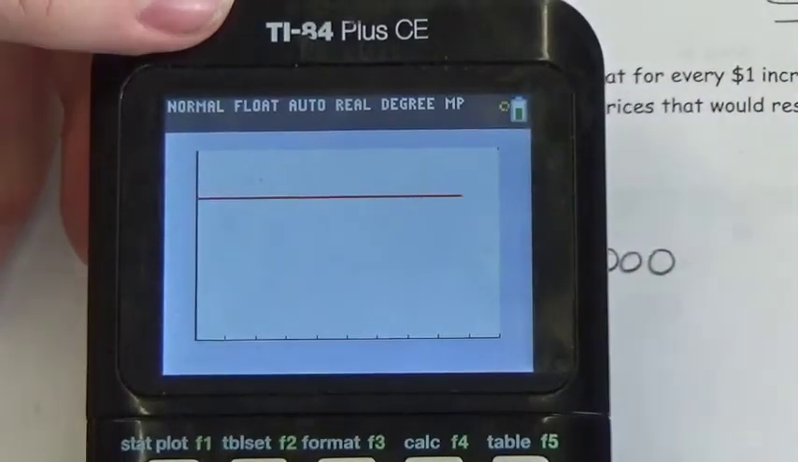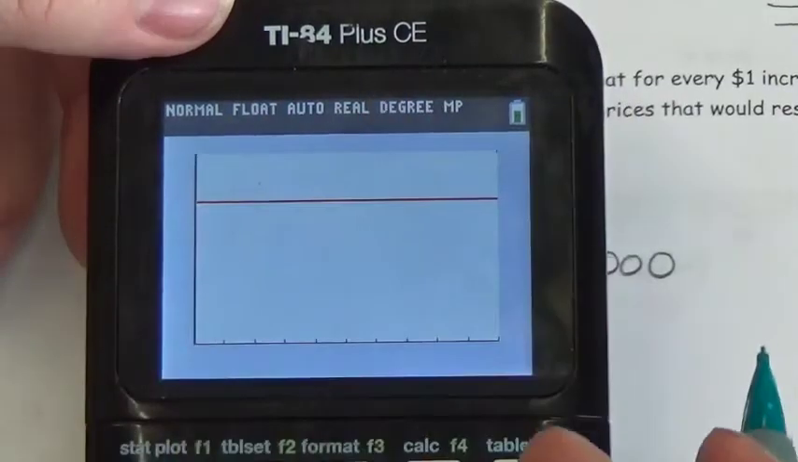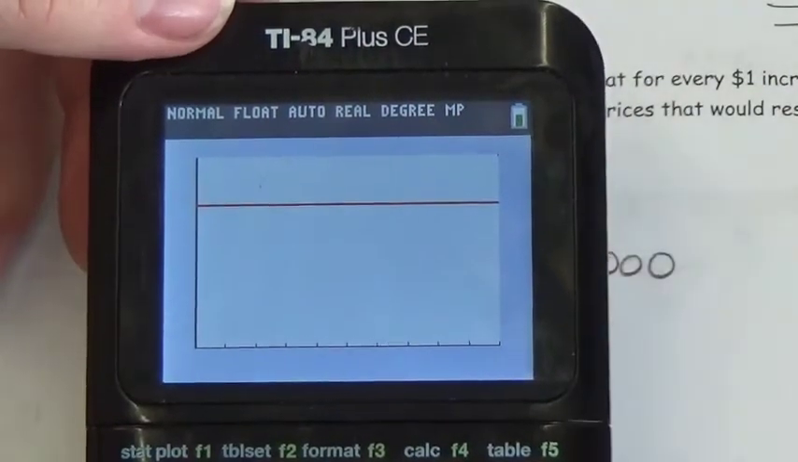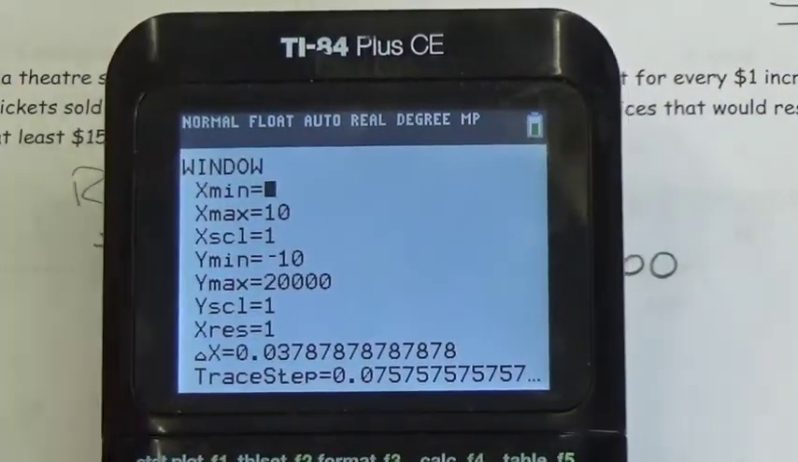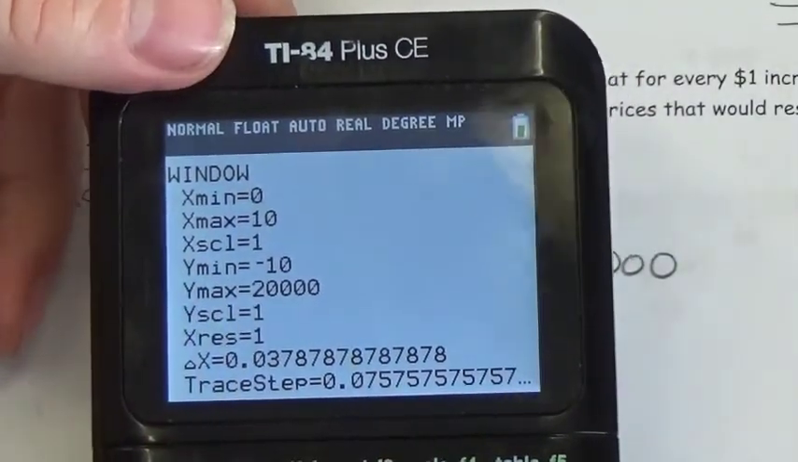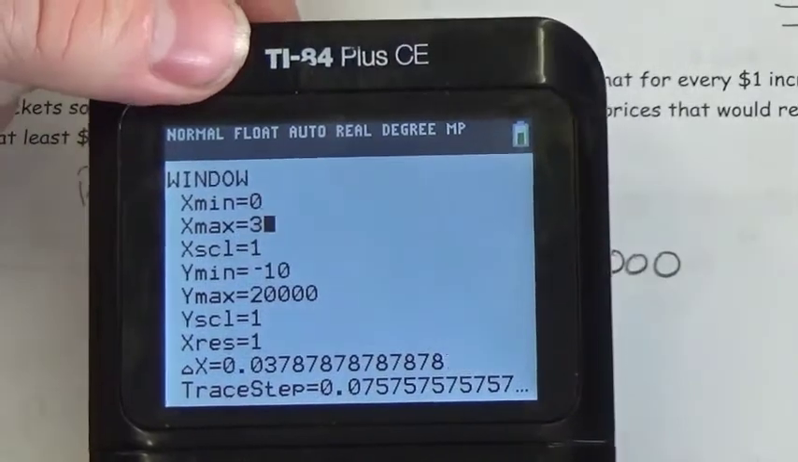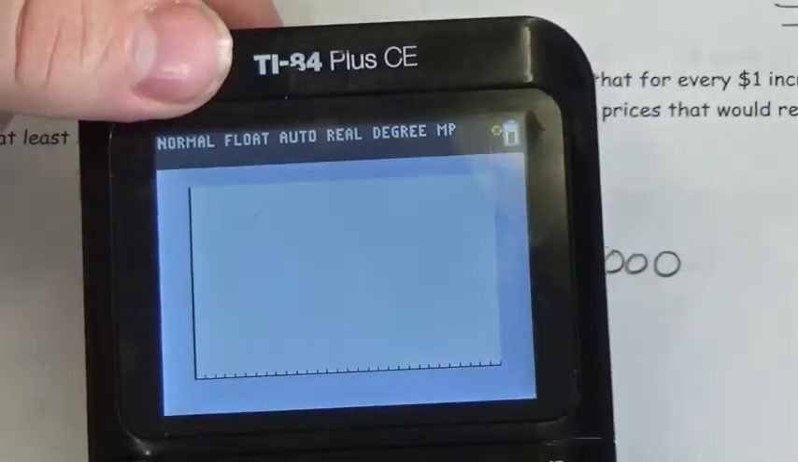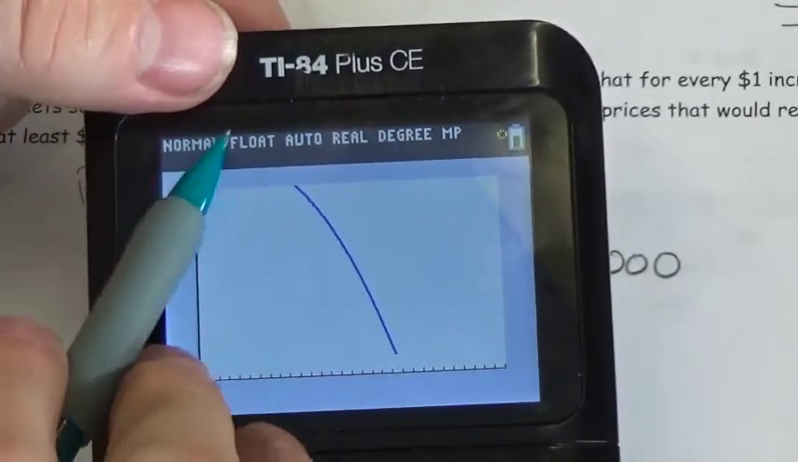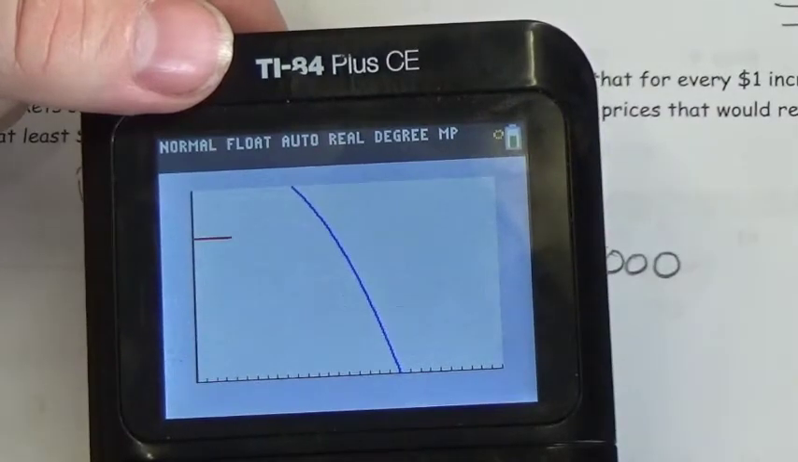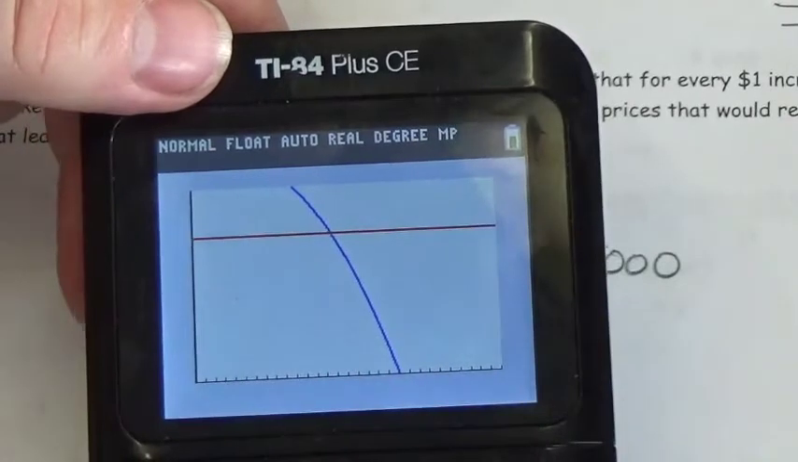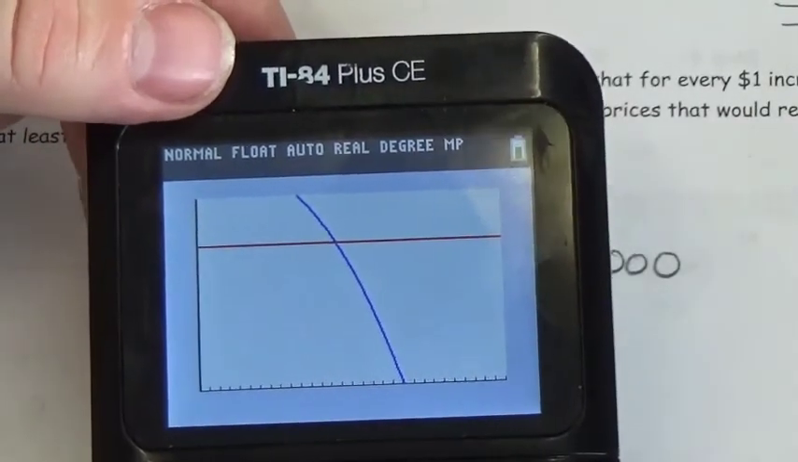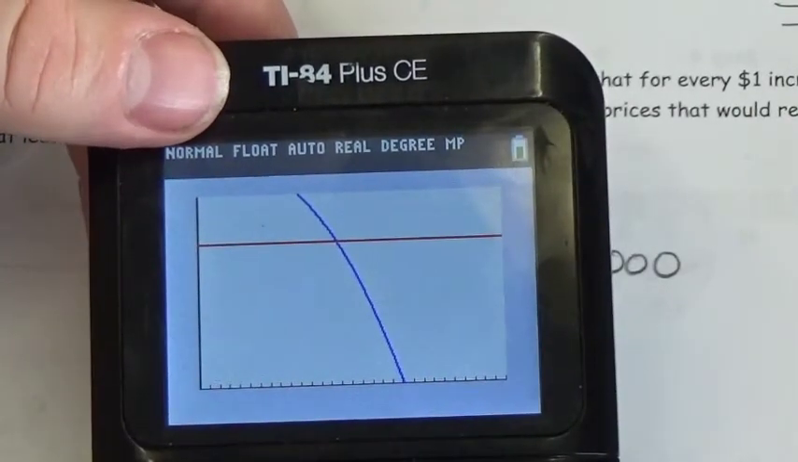Okay, so now when I press graph, I'm getting that right there, and I'm not seeing the parabola. So something's up with my window settings. Let's go back to my window. Maybe it's my X max. Maybe I need to make that bigger. Let's make that 30 and see what happens. Okay, there's my parabola coming down. Now I'm missing a part of the graph over here. So maybe it is the case that my X value is negative.